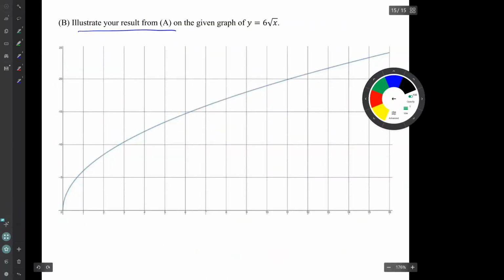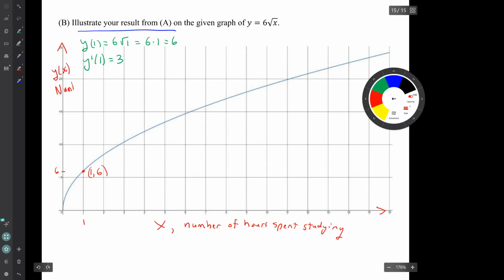Well, it would be helpful to also know the y values on this graph. So when x equals 1, the y value is 6, and we know from part A that y prime parentheses 1 is the number 3. So that means we have to put a point on the graph at x equals 1 and y equals 6. So we'll illustrate this result by drawing a tangent line and indicating its slope.